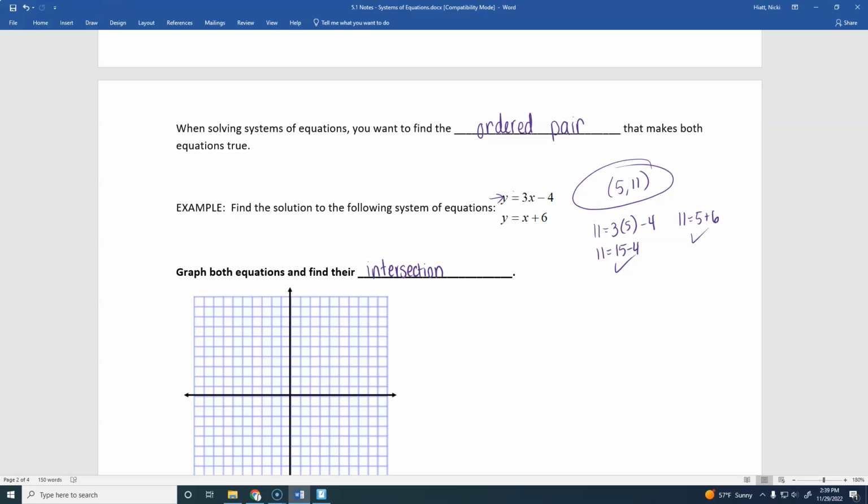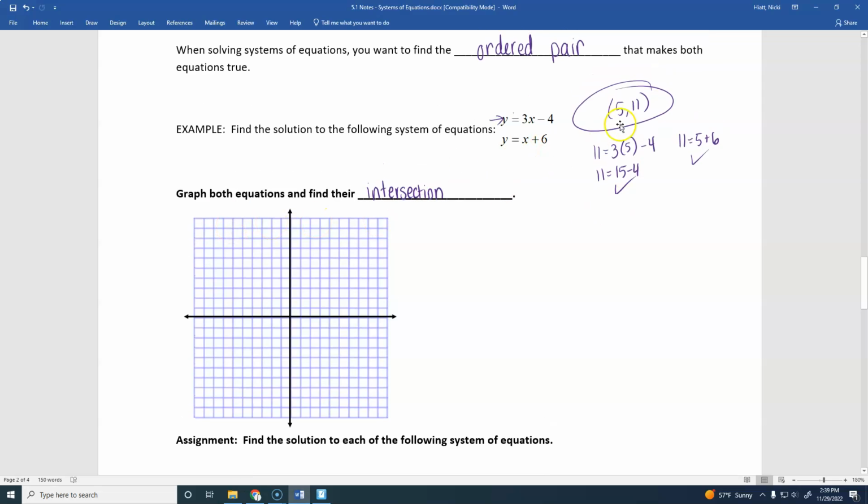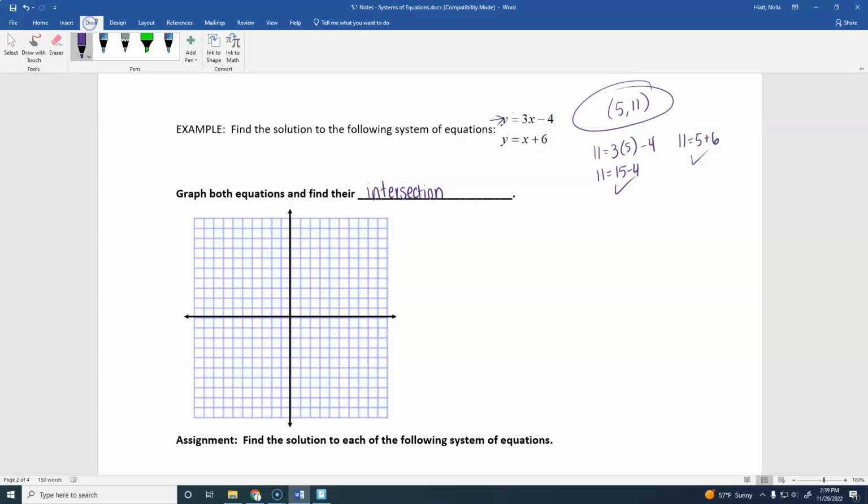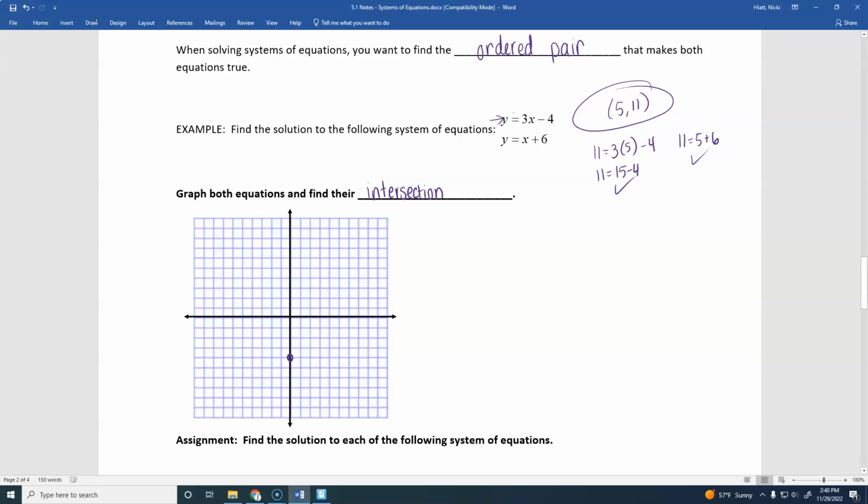Okay, the intersection is the place where they cross, right? So if I do that for this problem that I just did, if I graph that first line, I've got y equals 3x minus 4, so I've got a y-intercept at negative 4, and the slope of 3. So I'll draw in this line here.